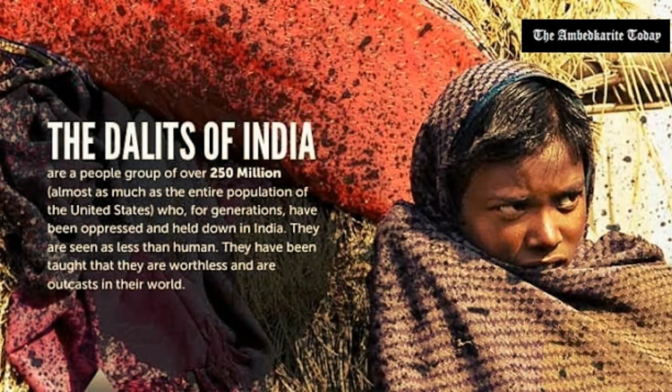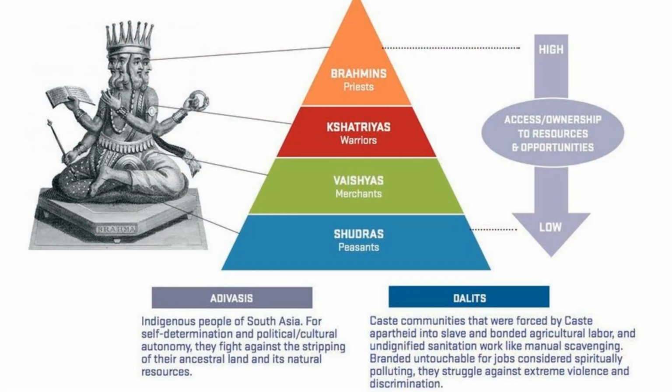And below these four, outside the system entirely, were the Dalits, once called untouchables. They did jobs considered impure, like working with leather or sanitation. Society basically said, thank you for doing all the essential work, and now please don't touch it. The irony was not lost. Now, where did this system come from?